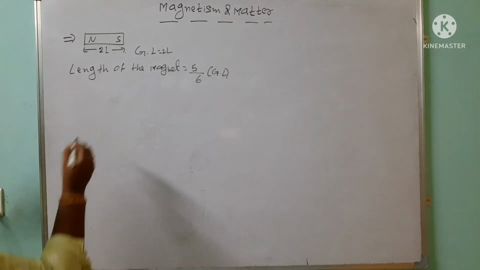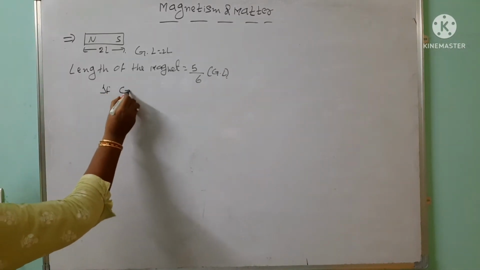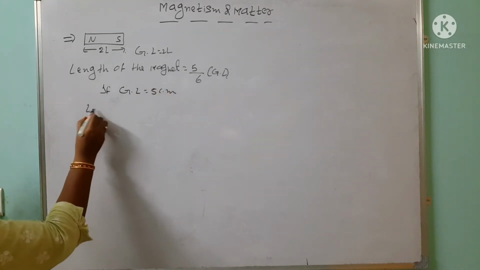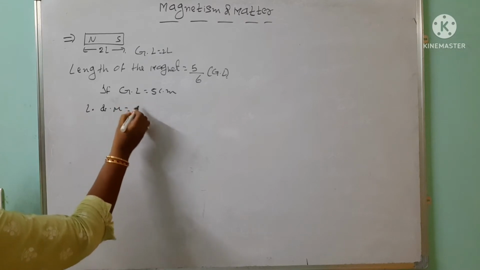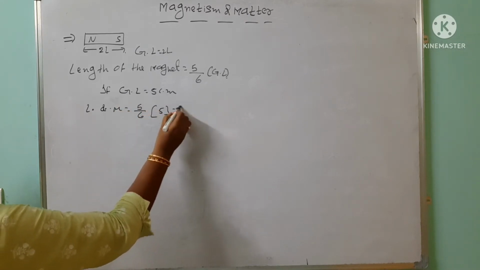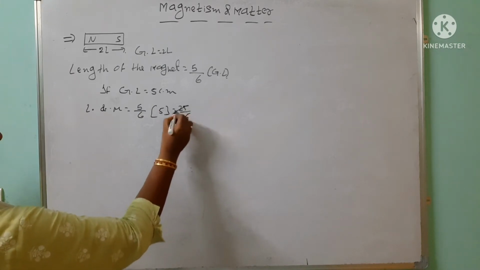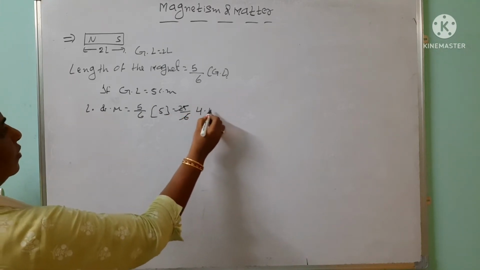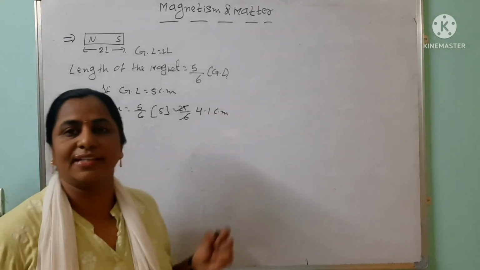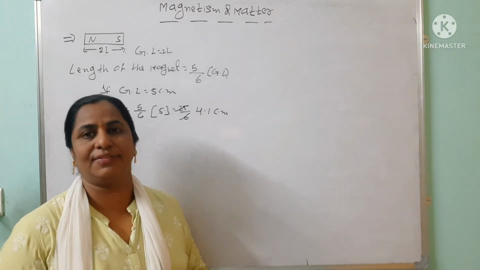One example also we are doing. If the geometric length is 5 centimeters, then how to find out the length of the magnet? Length of the magnet equals 5 by 6 times this 5, then 25 by 6, which is about 4.1 centimeters. See how much difference is coming. So like that we can calculate the length of the magnet.